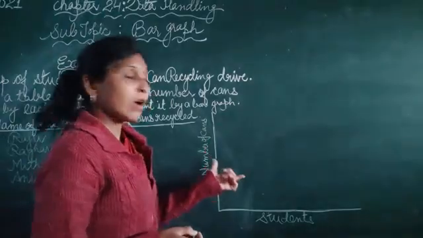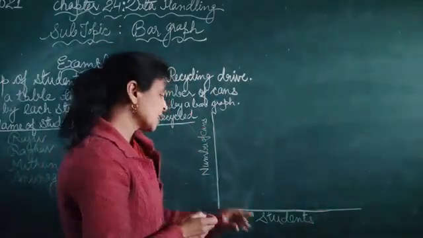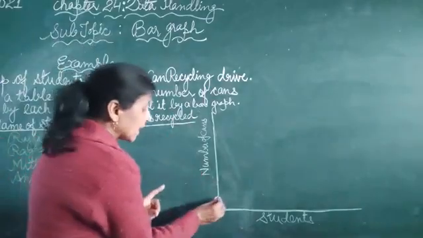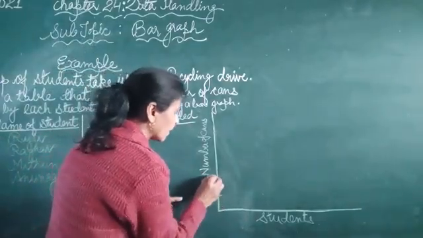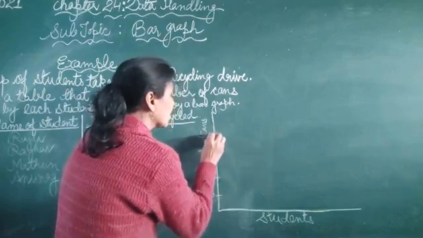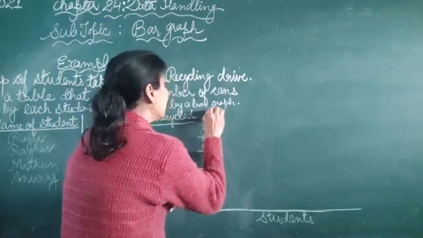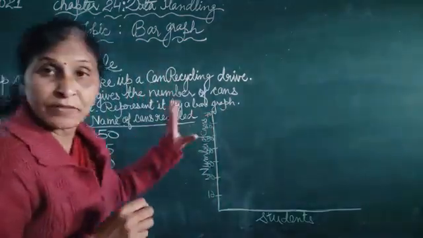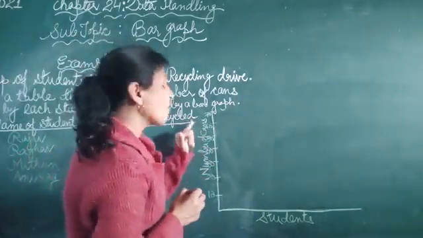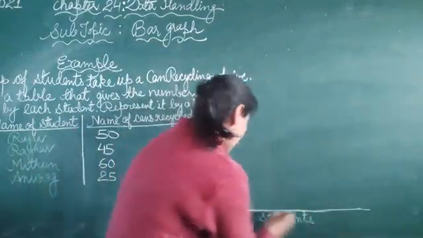Now we draw a bar graph. Here we take the students, name of the students, and here we take the number of cans recycled, and here we write 10, 20, 30, 40, 50, 60 and 70. Up to 70, I mark it on the vertical line, that is the y-axis, the number of cans. And here the name of the student, that is on the x-axis.